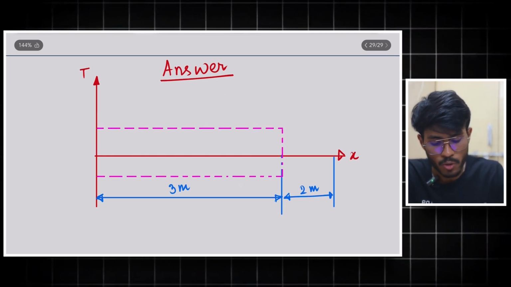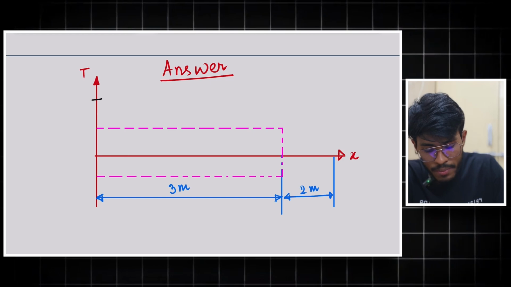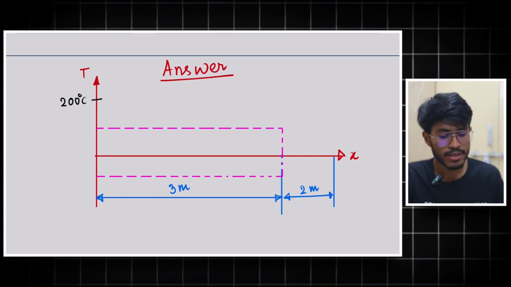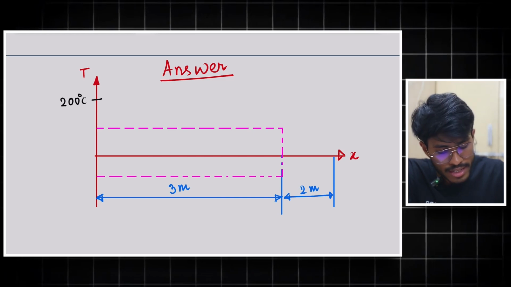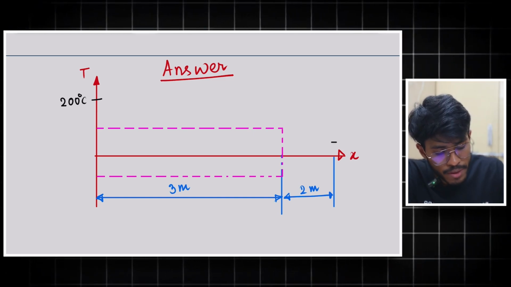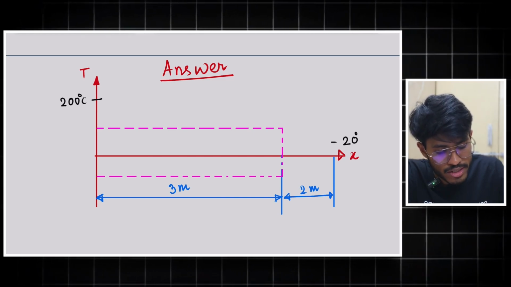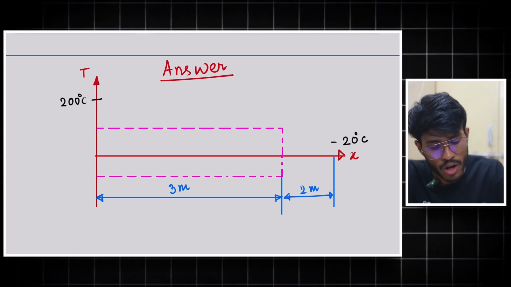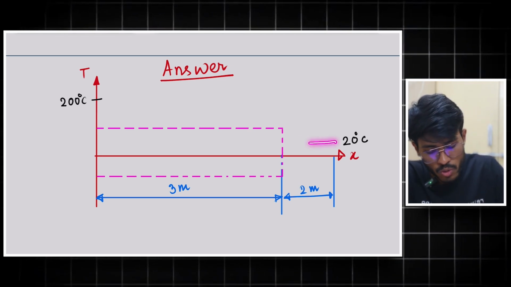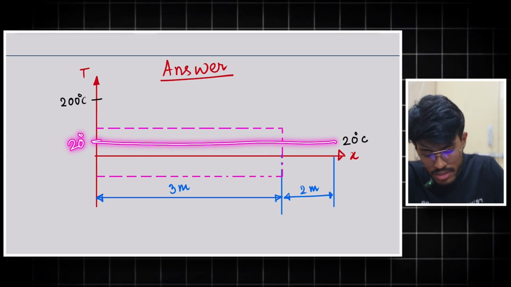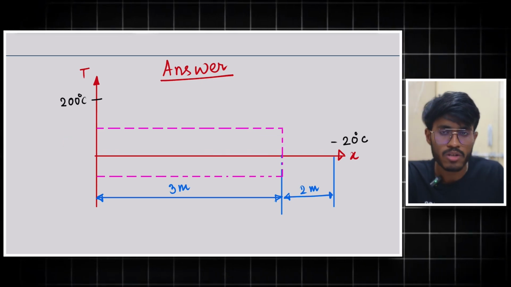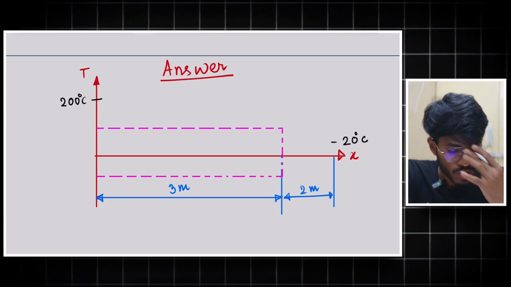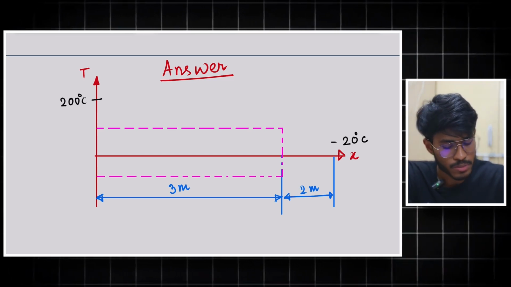Firstly, I know that here my temperature is fixed and that is 200 degrees Celsius. Clear? And I know that at this point my temperature is fixed and that is 20 degrees Celsius. So this point is my 20 degrees Celsius. I could draw a line here, but I am not drawing it because it will make the drawing untidy. Clear? So now, how can I draw the temperature profile?